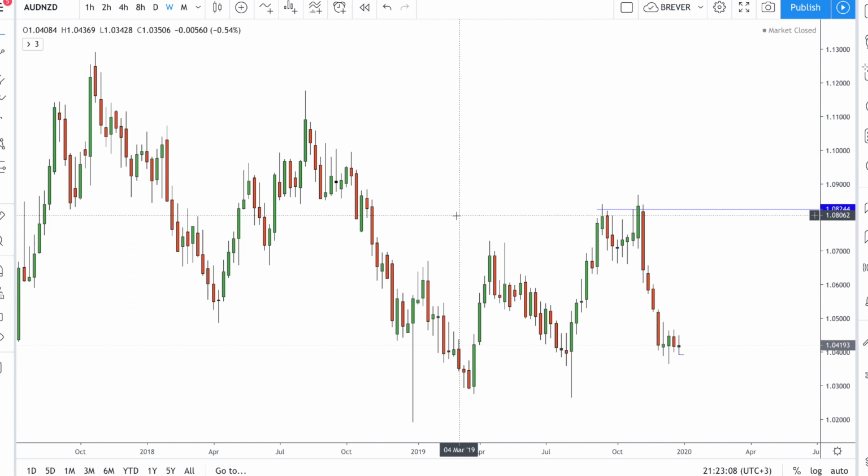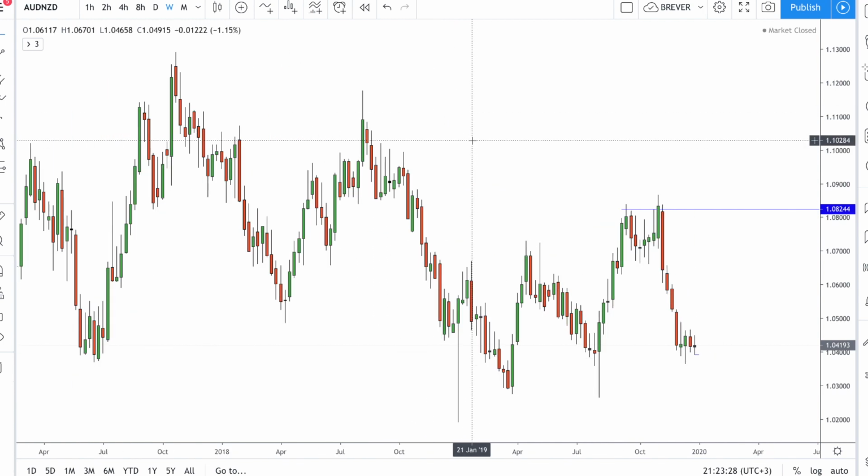Now, let's start using the Australian dollar versus the New Zealand dollar currency pair as an example, because we took this trade and I called this trade in the premium group. Now, this is the weekly time frame. We're going to start from the weekly time frame, trying to identify the overall market structure.